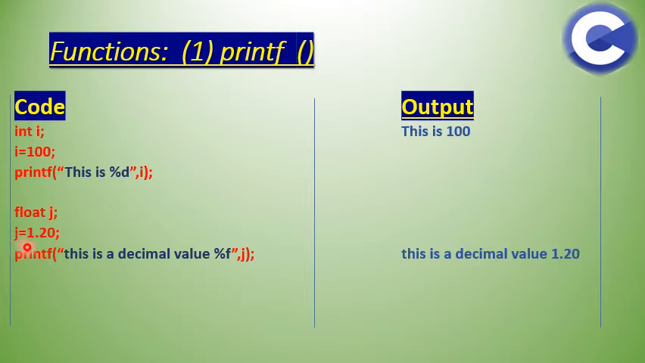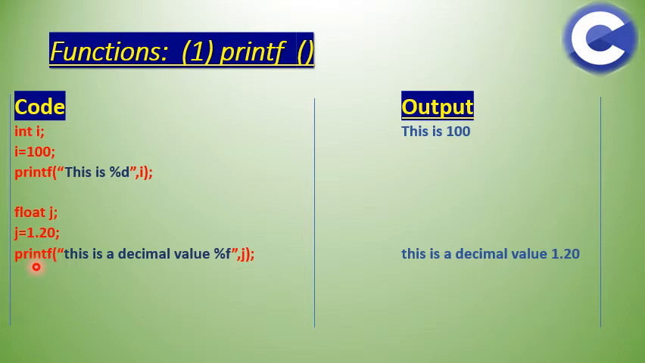Then in this j variable, I have stored the real value 1.20. Real or decimal value, you can say 1.20. So now my variable j is carrying the data 1.20. Now I again use the printf function.